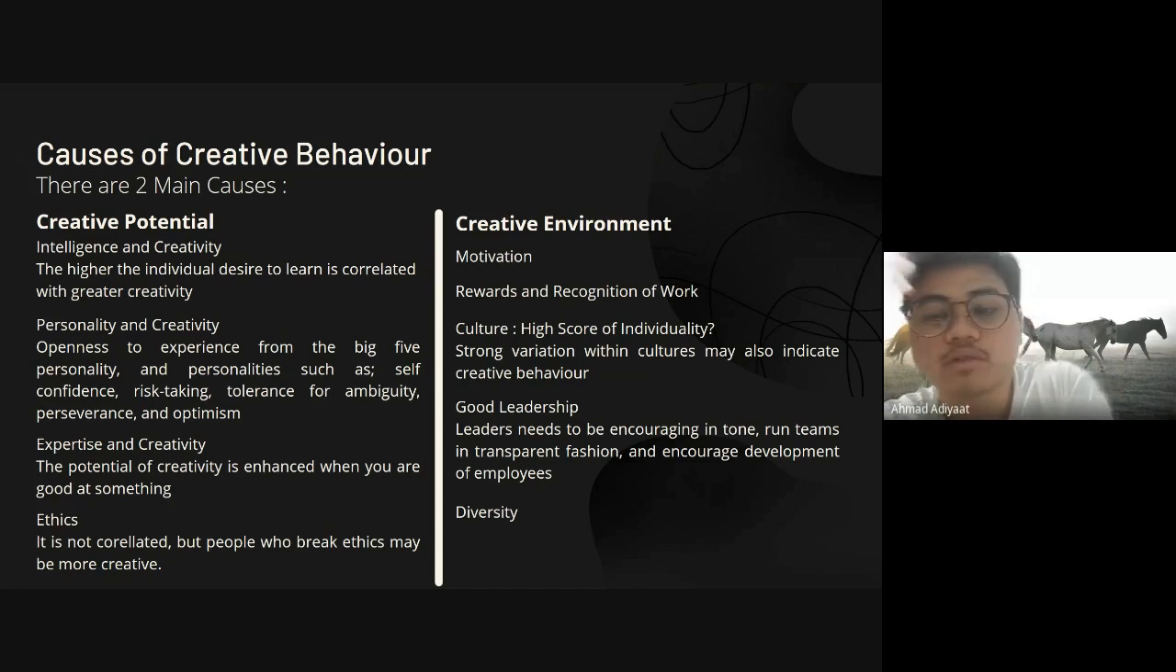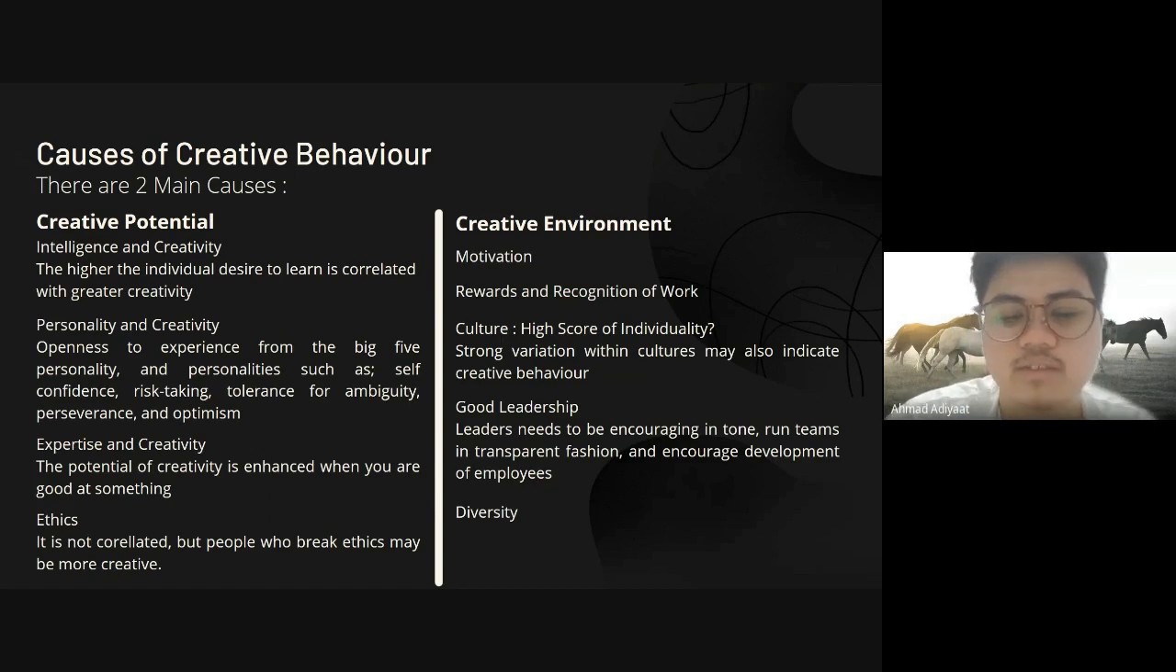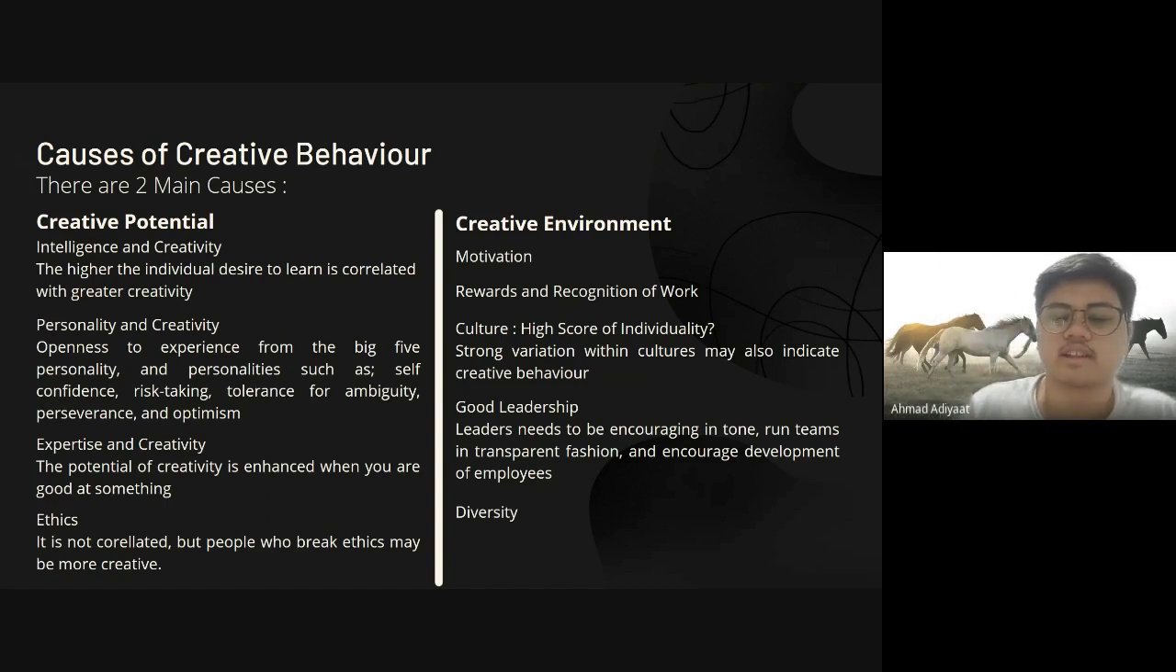It begins with the motivation of the individual itself. How are individuals motivated to change something? And the rewards and recognition of work from the organization incentivize the individual to create something. And culture, this can be very different though, but there is a correlation with a high score of individuality according to some research, but it does not necessarily mean that a high score of individuality correlates with environment. It is because many cultures are different. There is strong variation within cultures, which may also indicate creative behavior and good leadership.